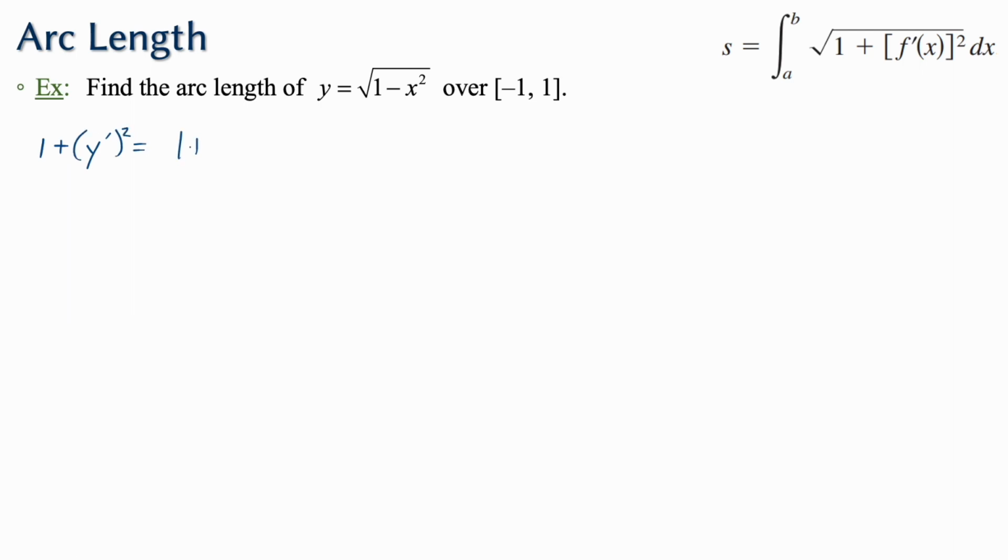Okay, so that's going to equal 1 plus. Now the derivative here is obviously a chain rule. So it's going to be 1/2 times the quantity 1 minus x squared raised to the -1/2 times -2x. Okay, there's our chain rule, and we're going to square it. Now, if we simplify this a little bit, we can definitely get a 1 plus. Now, on the inside of this, remember the 1/2 and the -2, they just make -1.